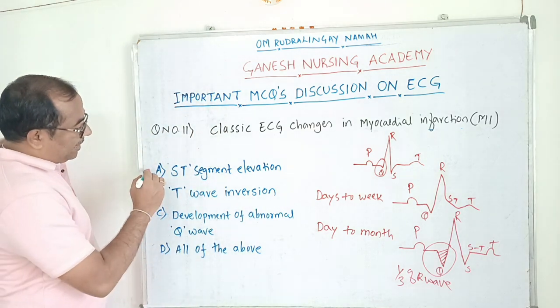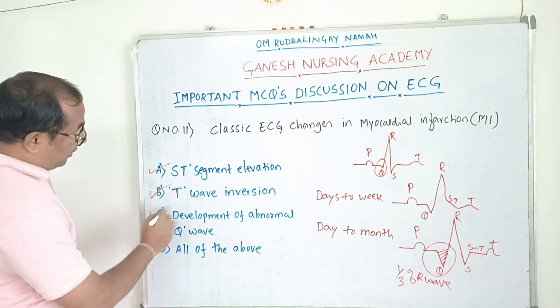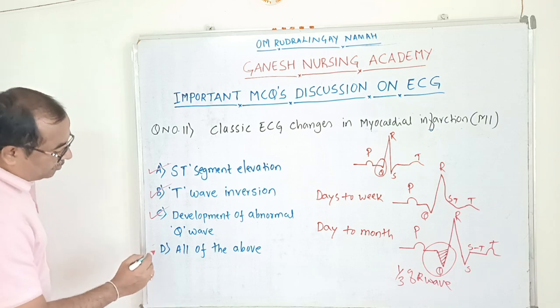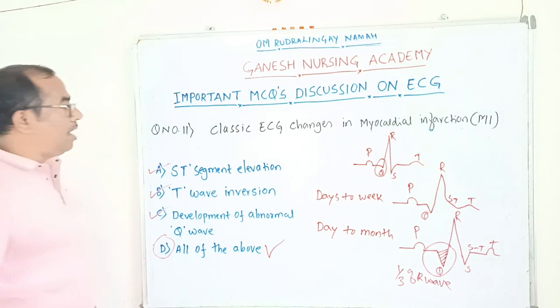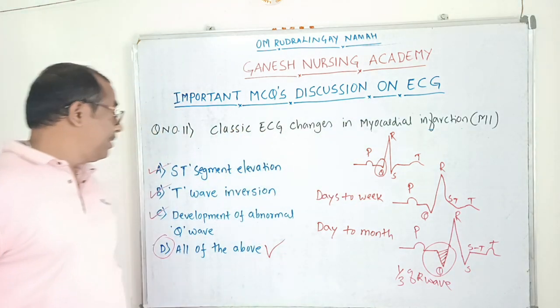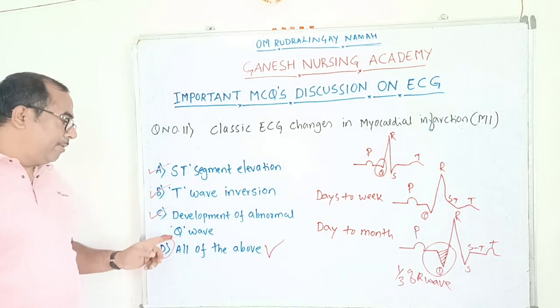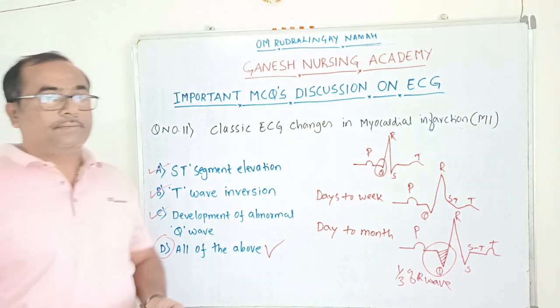So ST segment elevation will be there, of course. Then T wave inversion will be there. Development of abnormal Q wave will be there. So the answer is option D, all of the above, okay. The classical ECG changes after myocardial infarction are ST segment elevation, T wave inversion, and development of abnormal Q wave. So option D is the correct option.